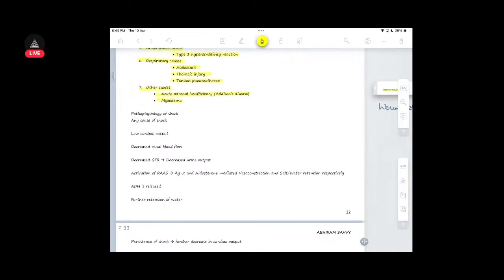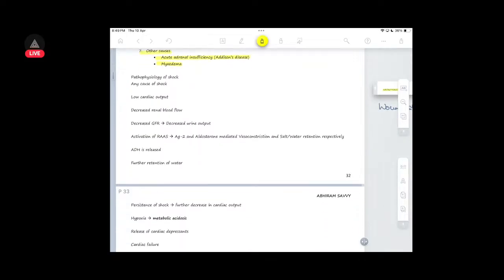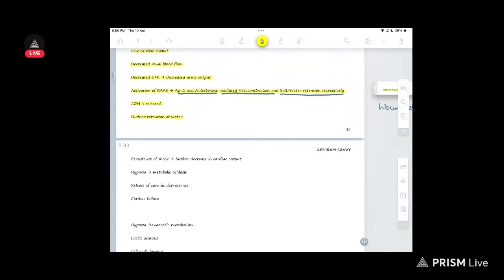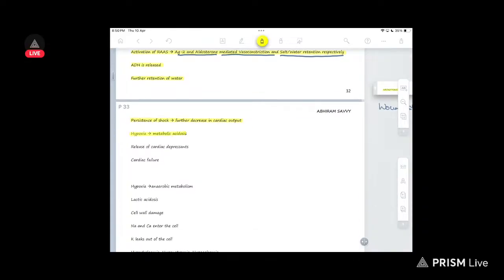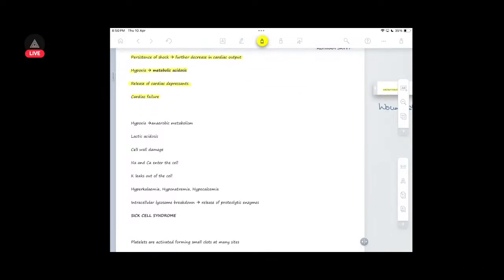So pathophysiology of shock: in any cause of shock, you have low cardiac output, decreased renal blood flow, decreased GFR, which decreases the urine flow, activation of RAS, which leads to angiotensin II, aldosterone mediated vasoconstriction and salt water retention respectively. And ADH is released and further retention of water will occur. Then persistence of shock leads to further decrease in cardiac output. Hypoxia leads to metabolic acidosis, release of cardiac depressants is seen and cardiac failure is also seen.